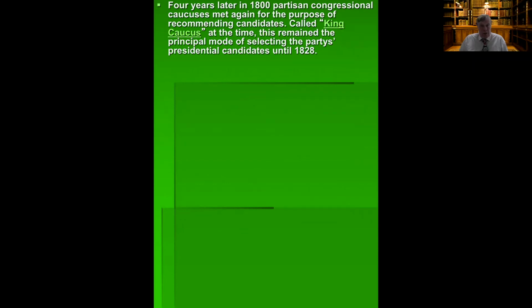the congressional caucuses met again. Now note that the Federalist caucus in Congress had selected Adams and Pinckney as the Federalist candidates, and the opposing Democratic Republican Party, its caucus in Congress had chosen Jefferson and Burr. So 4 years later, in 1800, the caucuses met again for the purpose of recommending candidates. At the time, the newspapers reported this as undemocratic and called it King Caucus.